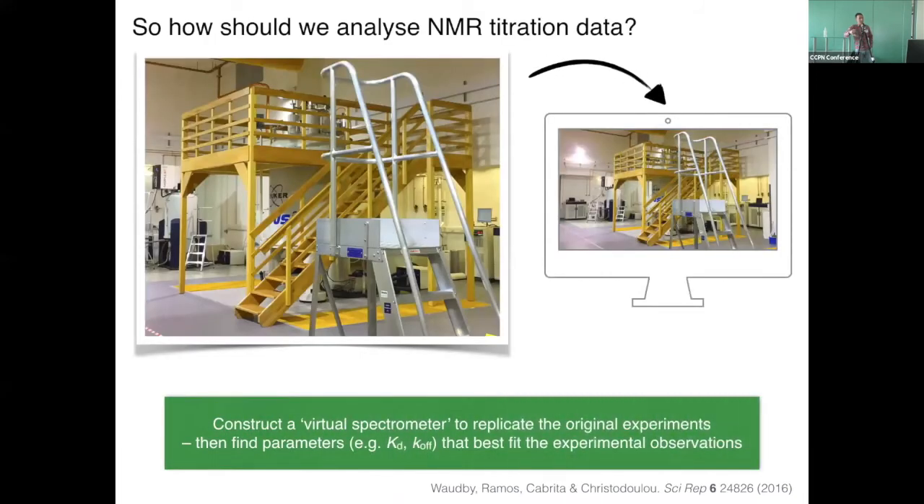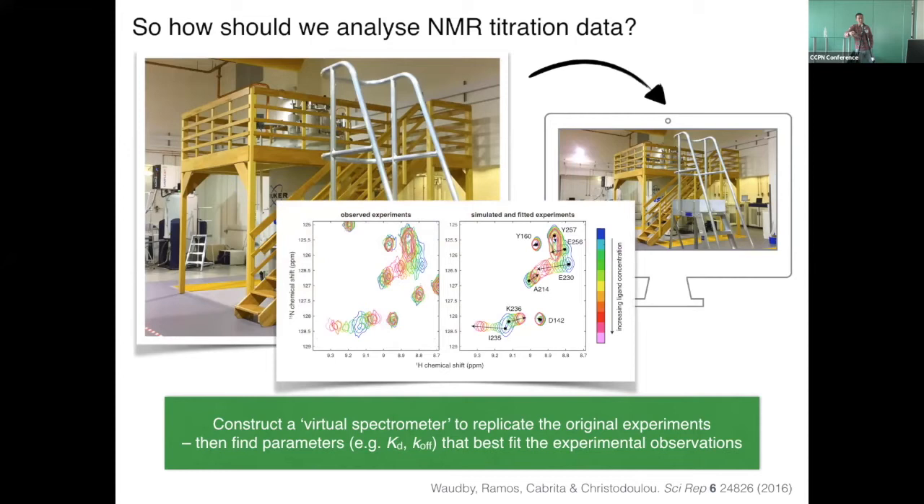So the approach that we've been working on over the last few years to actually analyze these titration data is essentially to build a virtual spectrometer, because we really understand, as Fabian was demonstrating, the spin physics that's going on underlying these things. So we can try and set up simulations that will then reproduce exactly what our experiments are doing, and then we try and optimize our parameters. In this case, not spectral densities, but our exchange rates and association constants that will fit our experimental observations. And this approach works pretty nicely.